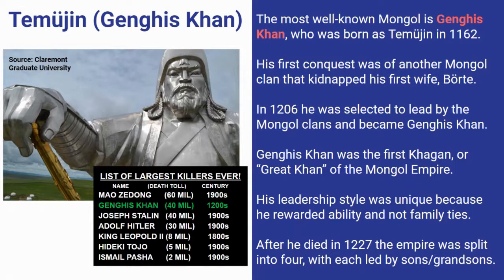He was unique in his leadership style because he rewarded people for their abilities and merit, not their family ties. This was a different way of doing things to other leaders. He didn't care if you were from noble birth. If you were worthless, he didn't care. You can see there, he killed a lot of people, okay? And again, this was their conquest.